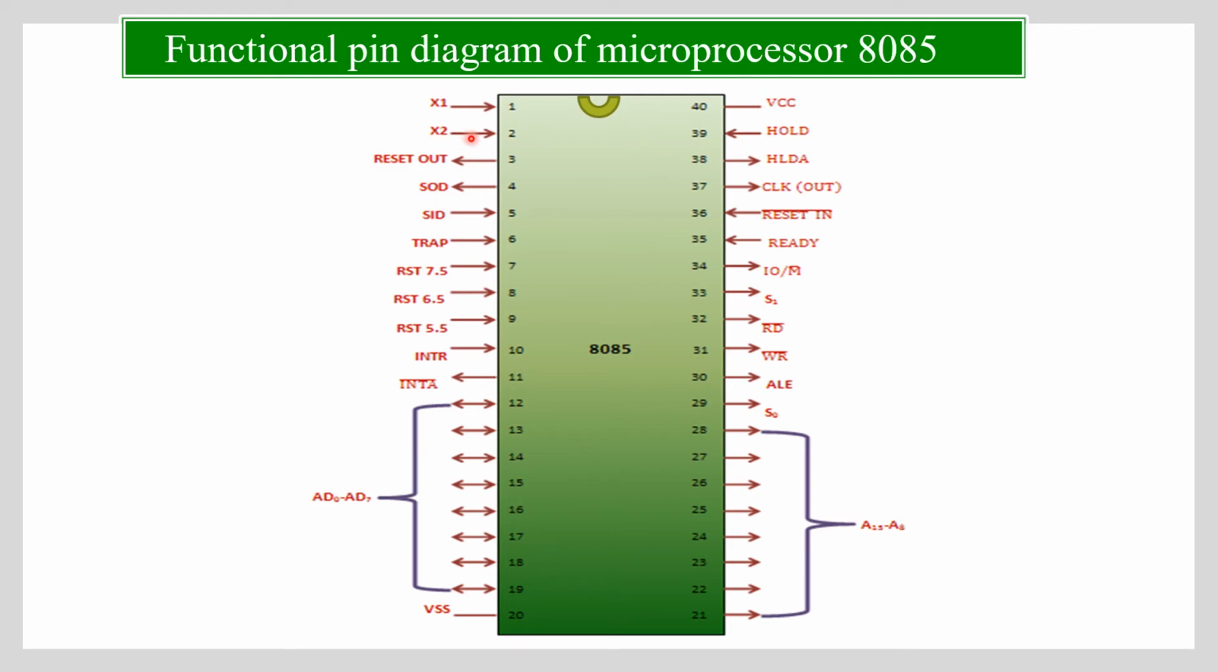Very fast. Let us see. Pin number 1 and 2, x1, x2. Pin number 3, reset out, SID, SOD, trap, RST 7.5, RST 6.5, RST 5.5, INTR, INTA, and address and data bus AD0 to AD7, and very fast supersonic, that is VSS.